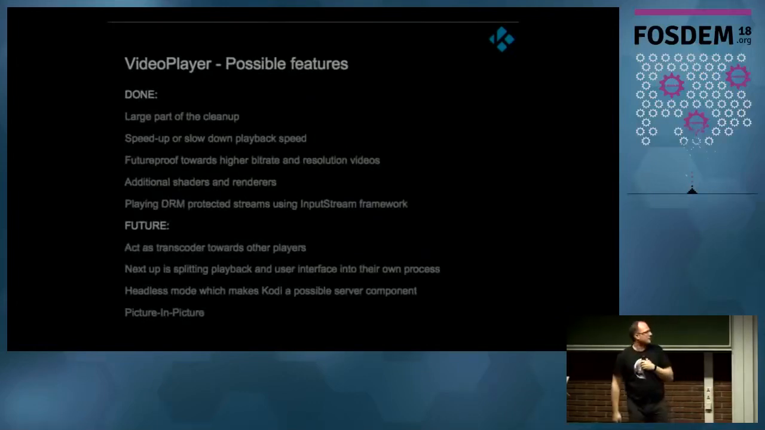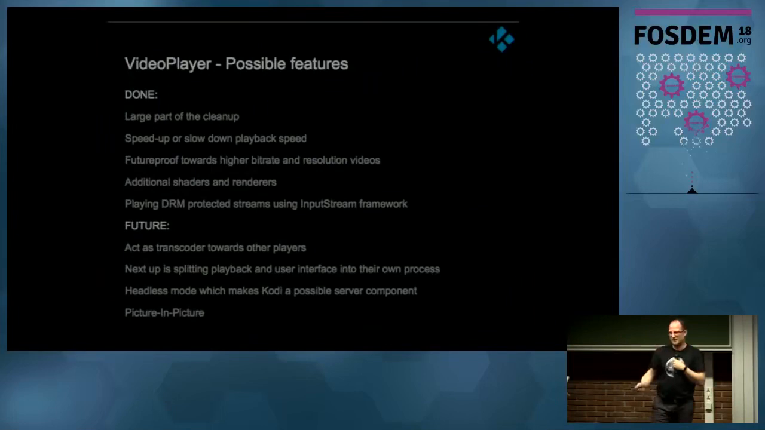So, a large part of the cleanup's done. We now can speed up and slow down playback speed, and we're future-proof towards higher bit rates. With shaders and renderers, we now can upscale quite efficiently without any mem copy at all. We can play DRM protected streams using the input stream framework. So Netflix actually now works in Kodi, if you can find it.